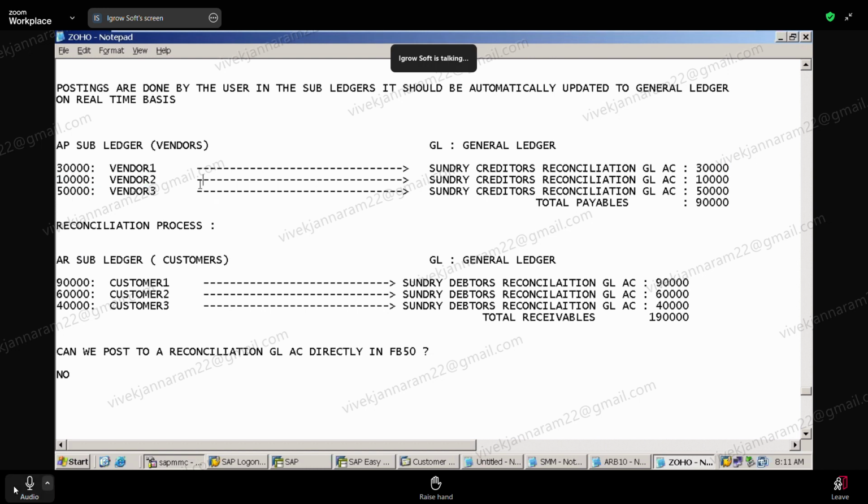If I want to know how much customer number 3 has to pay me, where do we check? We have to go to AR, the AR subledger. Correct.